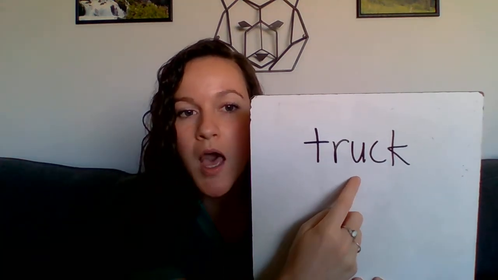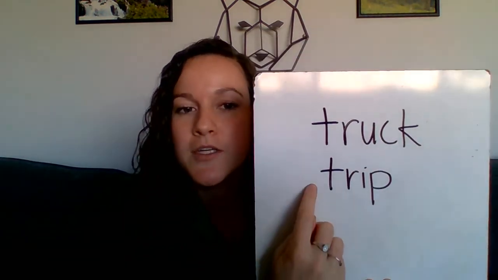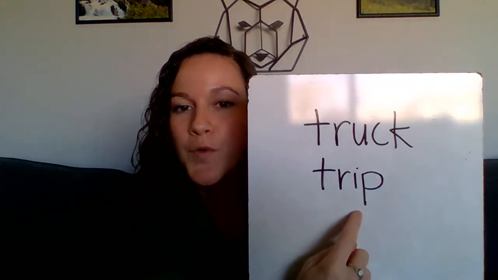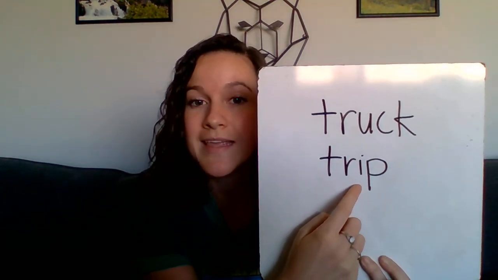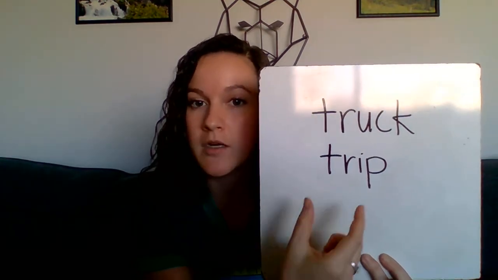Okay, so for example, a word that you might see with a TR blend might look like this. This is the word truck. Another TR blend that you might see might look like this. Trip. Notice how I didn't use each sound. I did chunks. Trip.